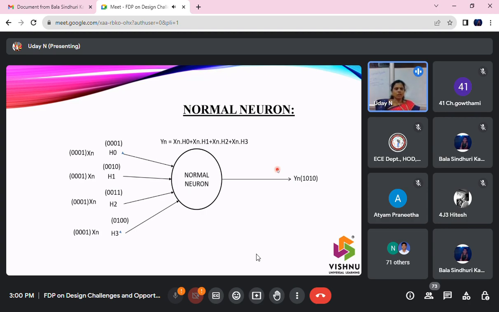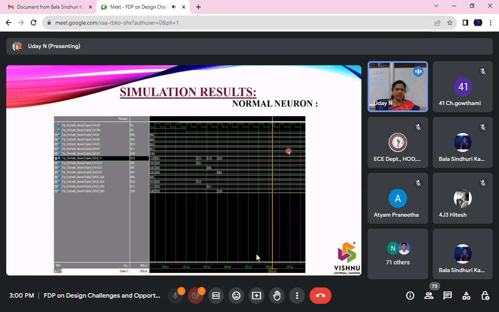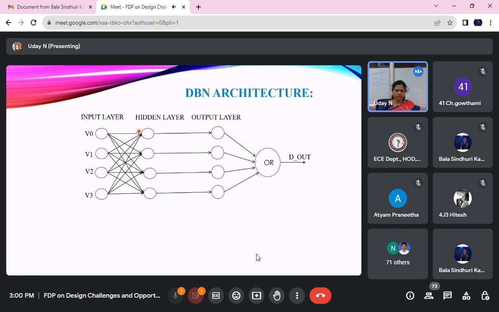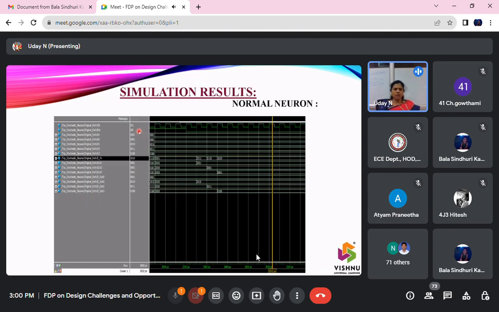Any normal neuron takes the inputs, where each input xn is multiplied with a weight and all of them are added. So it is nothing but a weighted sum, multiply and accumulate, to give the final output. This is how a normal neuron works. Based on this, we have taken some inputs, 0001, given to the weights 0001 and 0010, and we have computed the output, obtaining 1010. That is simulated using a normal neuron.